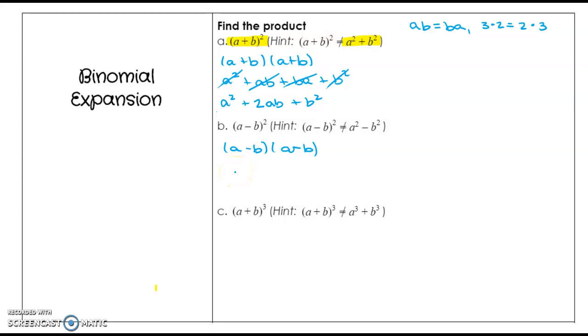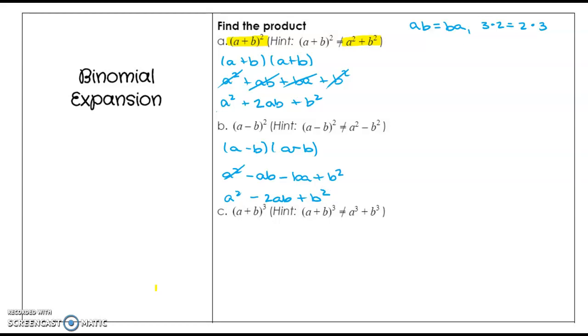So when you do that, a times a is a squared, a times negative b is negative ab, negative b times a is negative ba, and then negative b times negative b gives you positive b squared. So now I'm going to simplify this again, and I notice that I have negative ab minus ba, and since those are the same variable to the same degree, I can combine them. So I have a squared minus 2ab plus b squared. And that is your final product.